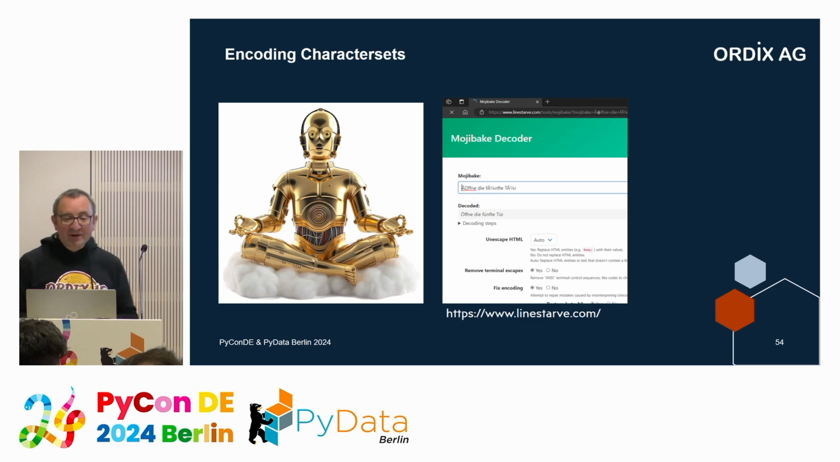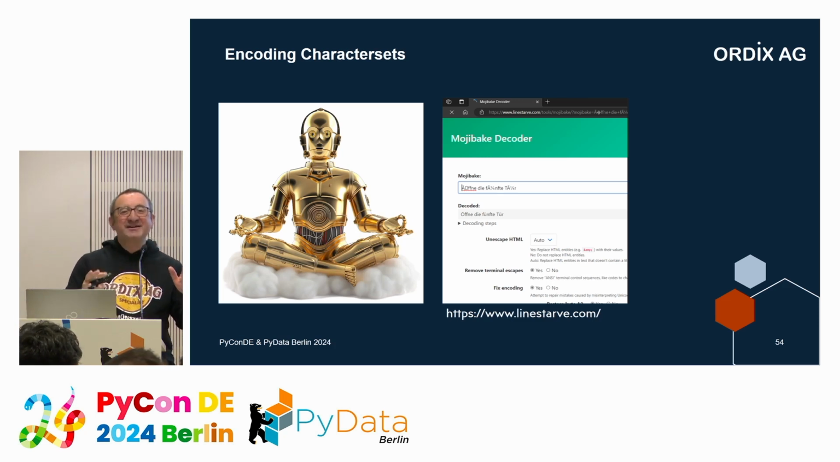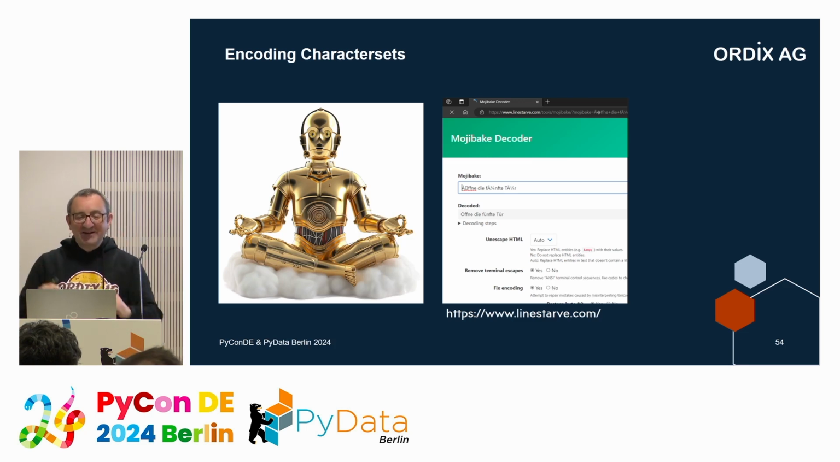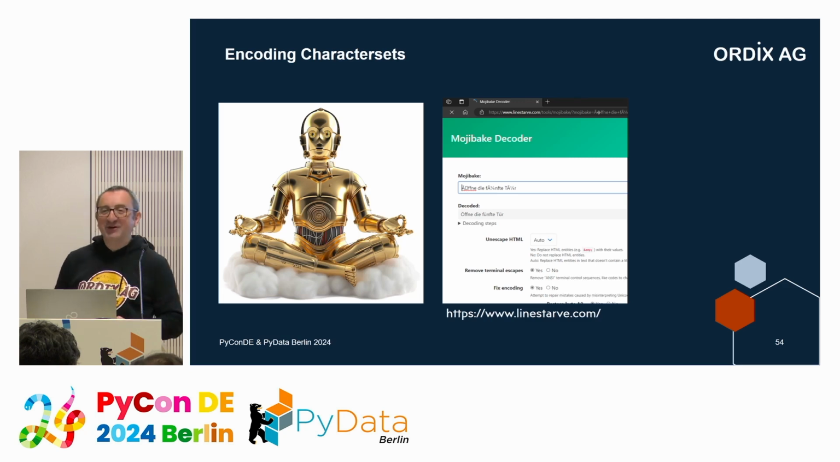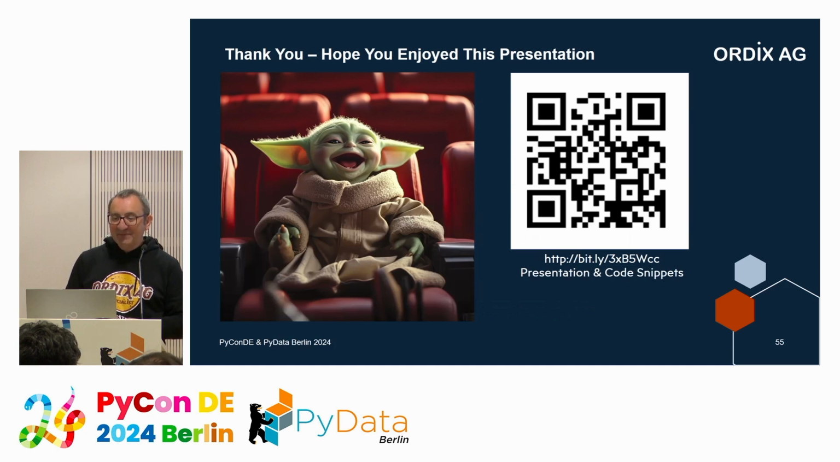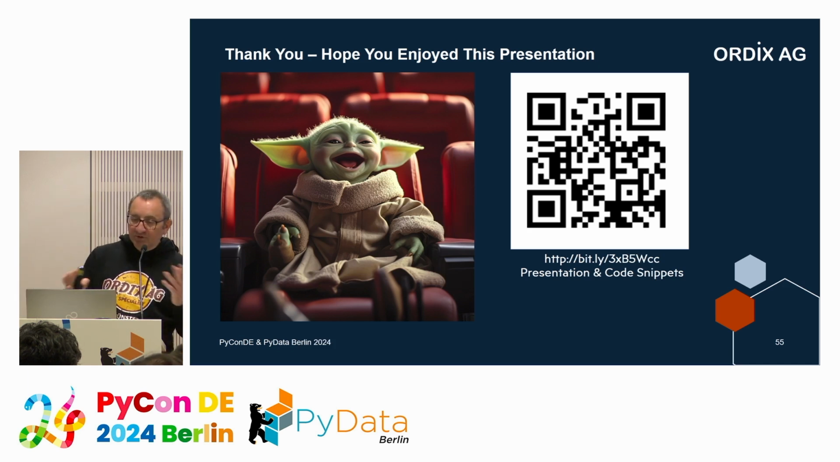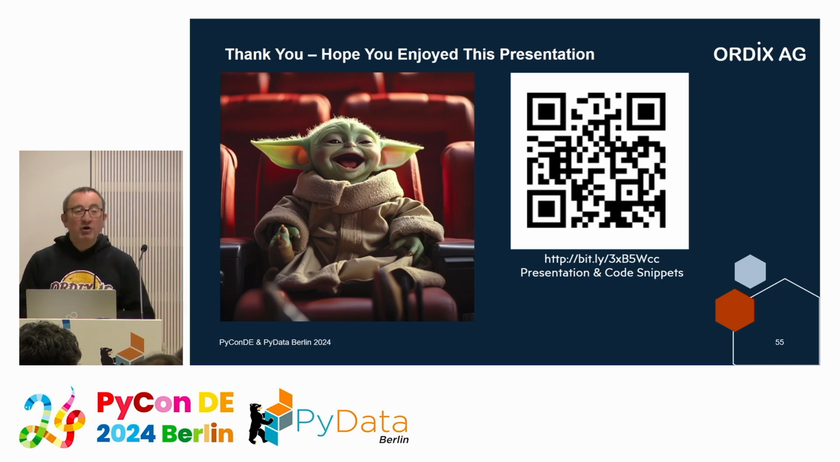Okay, and one last recommendation. This is a really cool website if you have Mojibakes and you don't want to install Mojibake scanners and things like that. You just put your Mojibake text into the line and it's decoded, and then you have the correct text. The one I tried worked already. I think this is a really cool website. With this link you can get the presentation and all code snippets. I hope you enjoyed the presentation. Thank you so much.